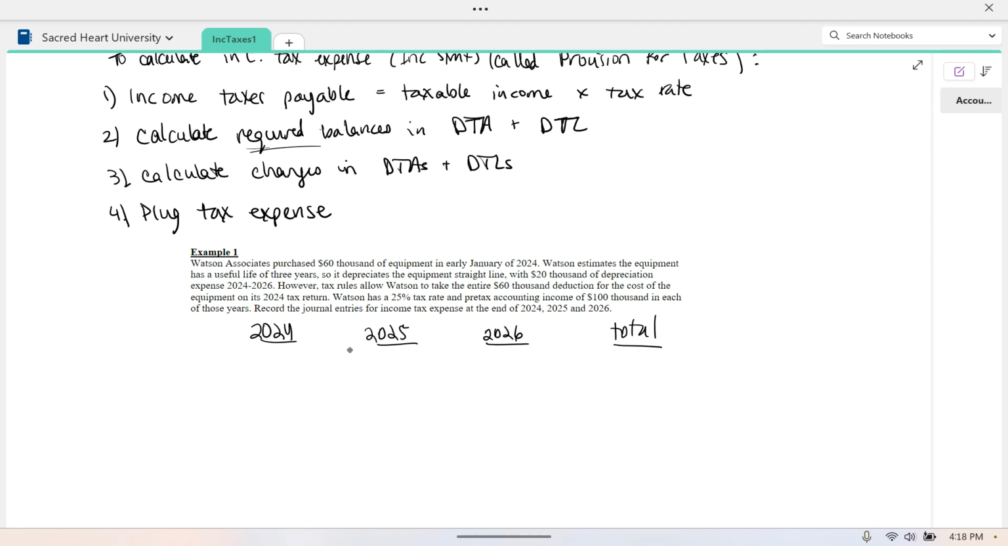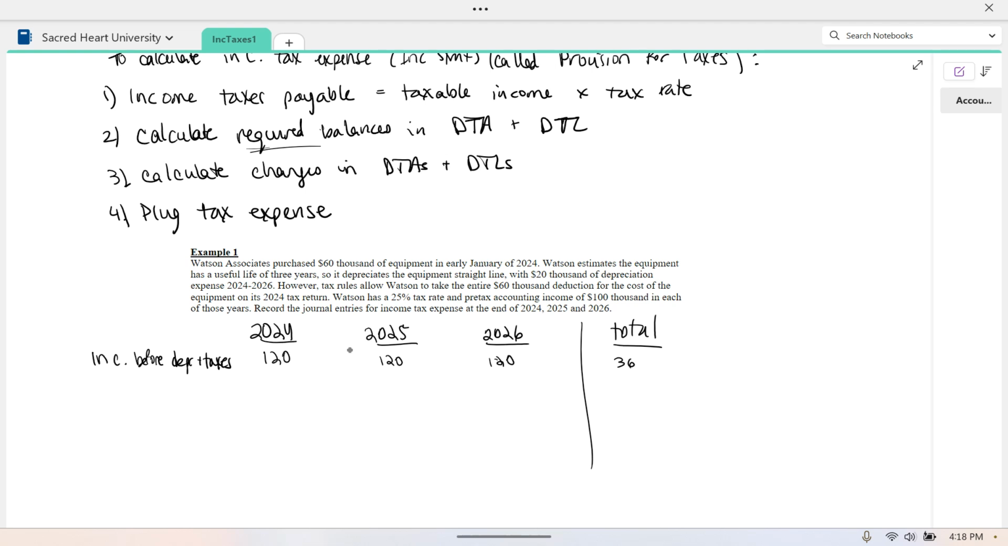Okay, so we have GAAP or book income. Let's take a look at income before taxes and depreciation. Straight line, $20,000 depreciation expense per year, $100,000 after depreciation. So before depreciation, we would have $120,000 of income before depreciation and taxes each year.